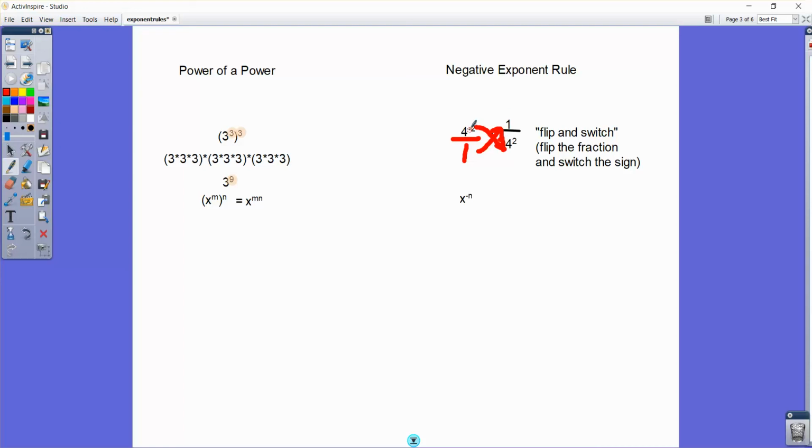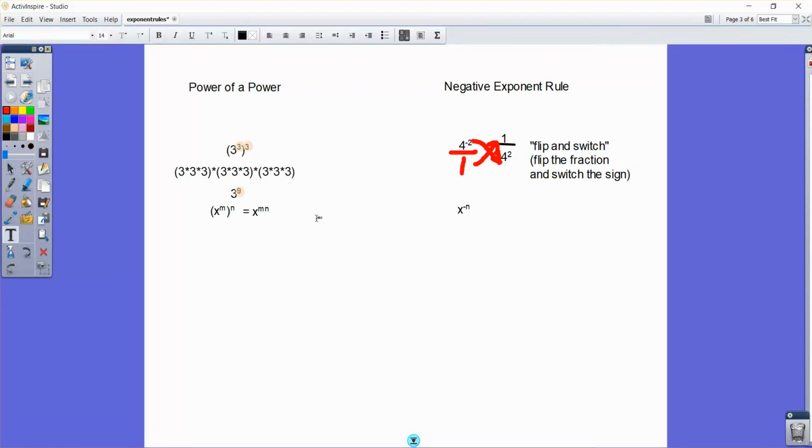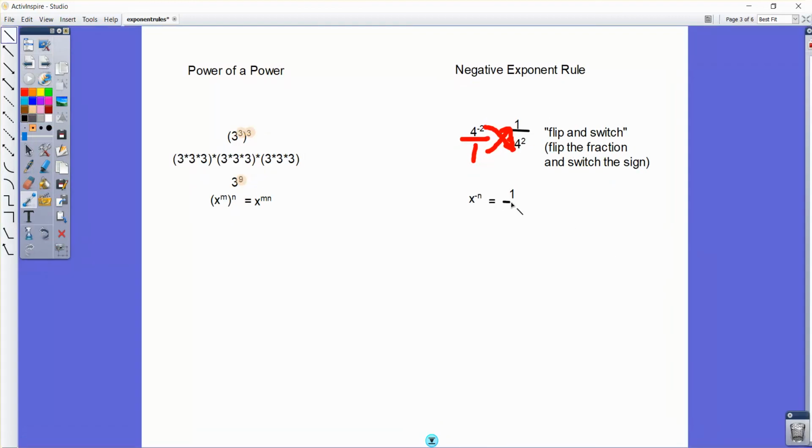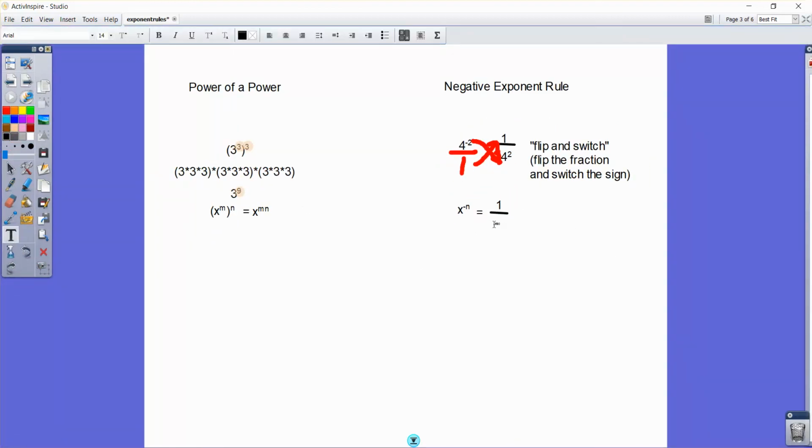So instead of it being -2, it now becomes +2. So the rule is when I have a base that is raised to a negative exponent, that simplifying is going to be 1 over the positive version of that same exponent, same expression. So x to the negative n becomes 1 over x to the n. And that would be the negative exponent rule.